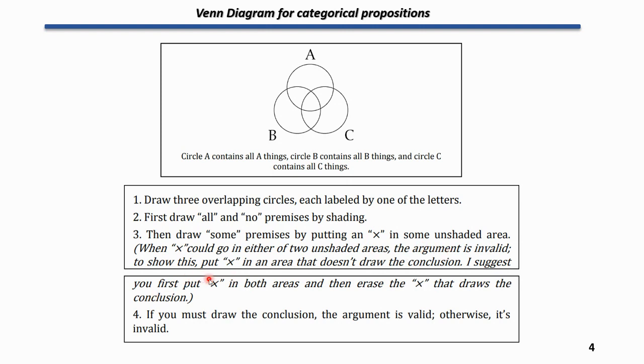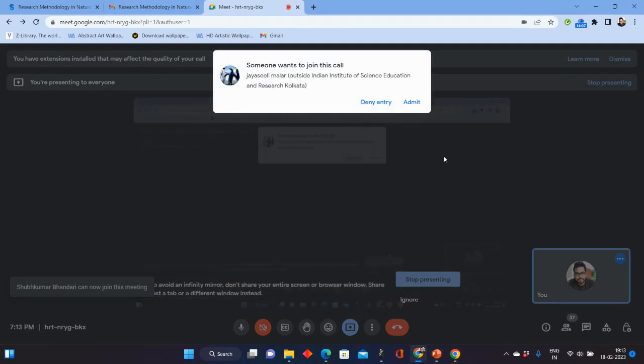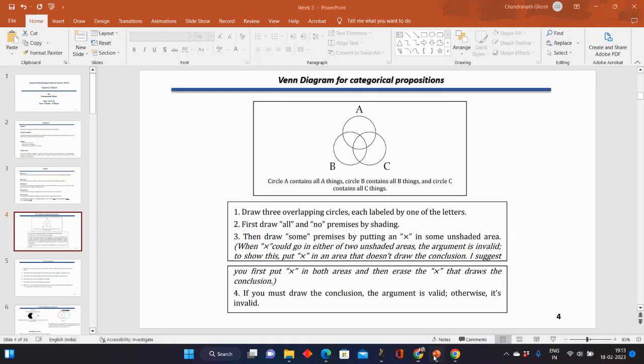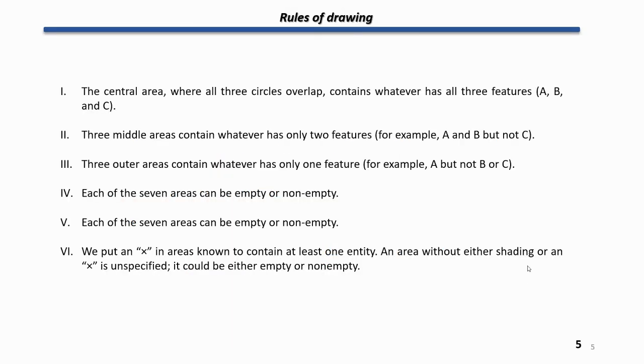When the cross falls in shaded areas, the argument is invalid. This we don't need to bother about right now. And if you must draw the conclusion, the argument is valid, otherwise it's invalid. So these are the things that will lead you to a conclusion basically. Now the rules I'm coming to. So let's say there are three circles A, B, and C, as we have seen earlier.